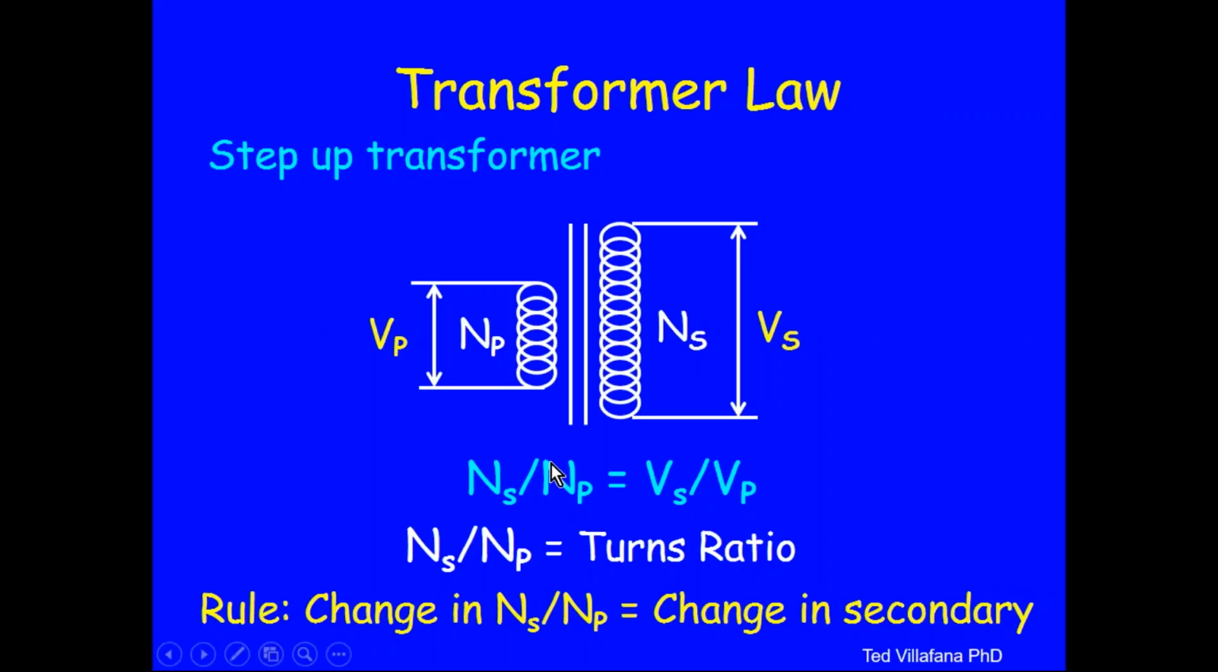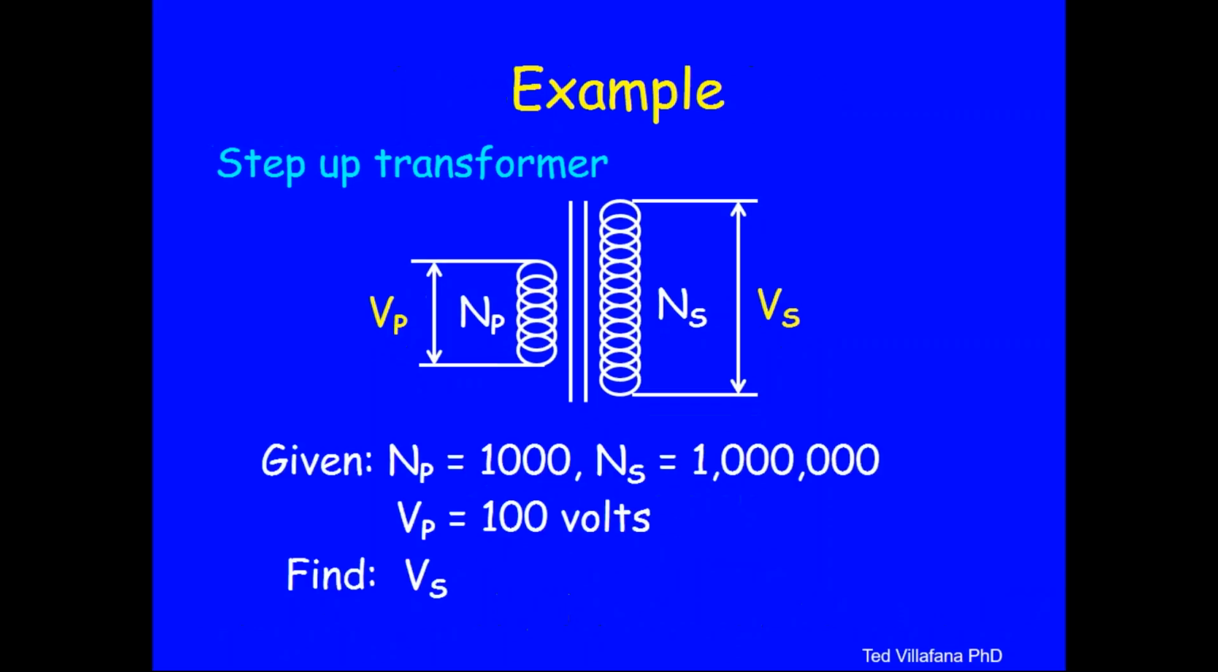The ratio of the turns equals the ratio of the voltages. Okay? The ratio of the turns is pretty much always called the turns ratio. And notice that the change in the turns ratio equals the change in the secondary. So that's where that proportionality comes in. I double the turns ratio, meaning I double the number of turns in the secondary, I get double the voltage.